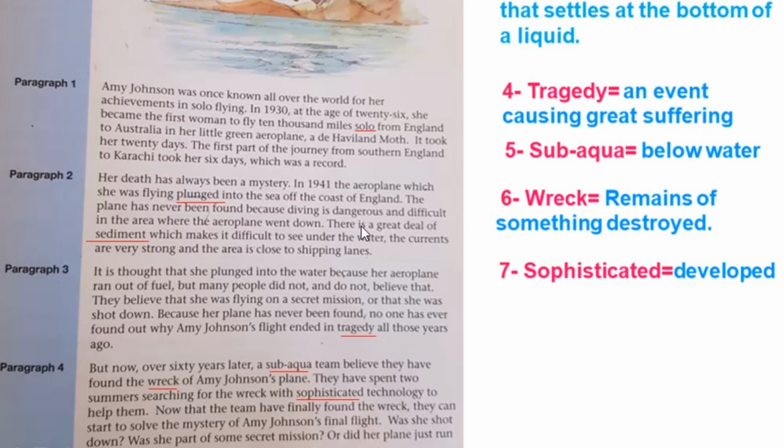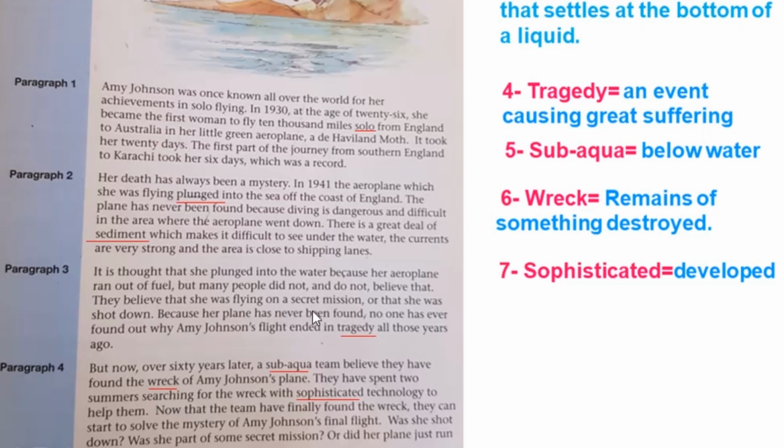Okay, so now we are going to see the next paragraph, what clue we are going to get, what exactly happened with her. Paragraph 3. It is thought that she plunged into the water because her aeroplane ran out of fuel. This could be one reason, but many people did not and do not believe that. They believe that she was flying on a secret mission, or that she was shot down. Shot down means somebody shot her. So this could be one reason. Another reason they are thinking is she maybe ran out of fuel, huh? Let's see what it is.